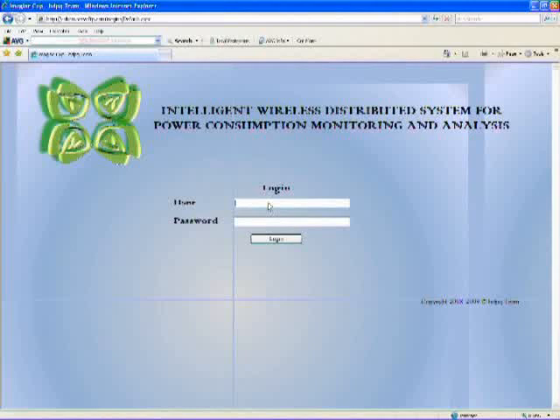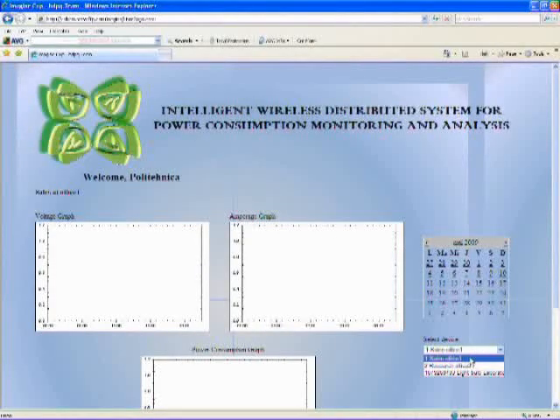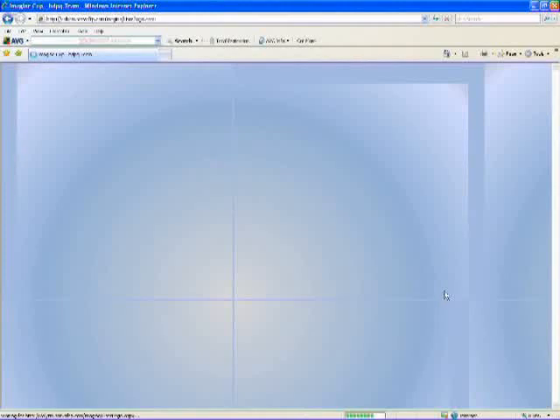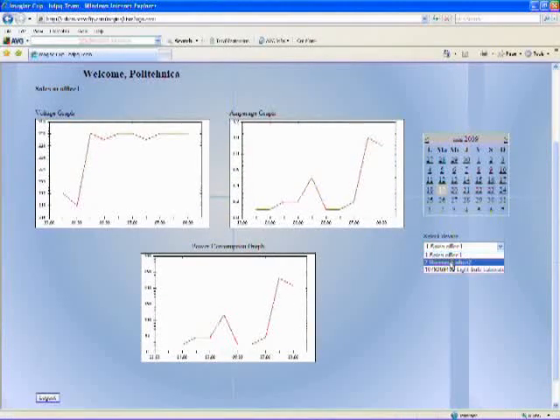When a client logs in, he or she can view the data measured in its location. Graphs are presented showing the voltage, amperage and the total consumed power. The device and the day the charts refer to can be selected from the right.